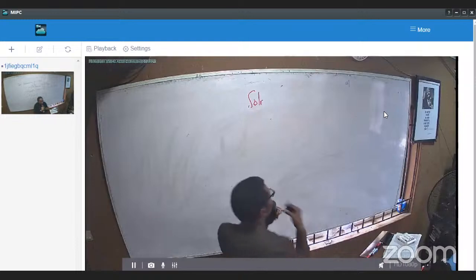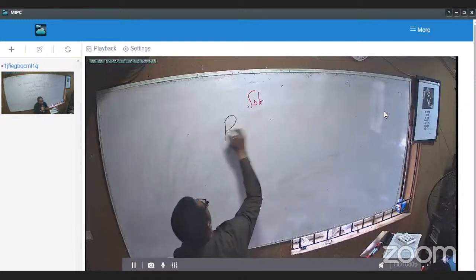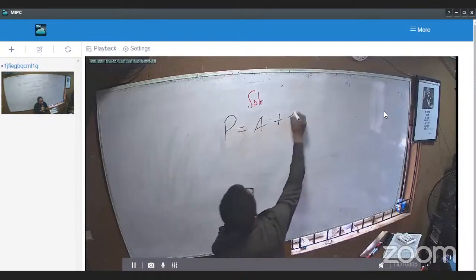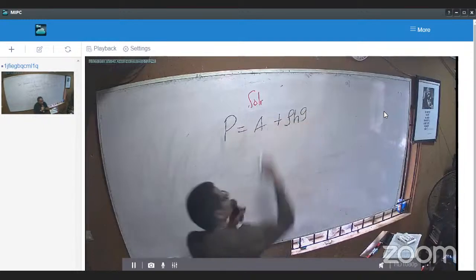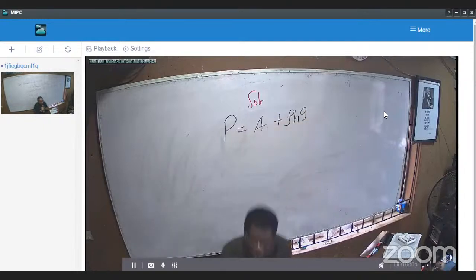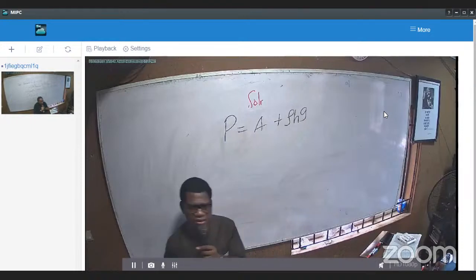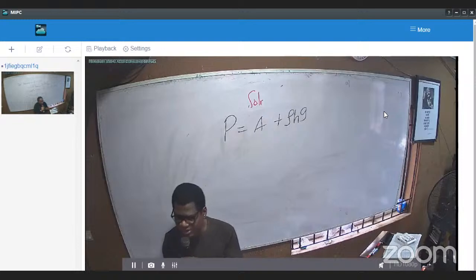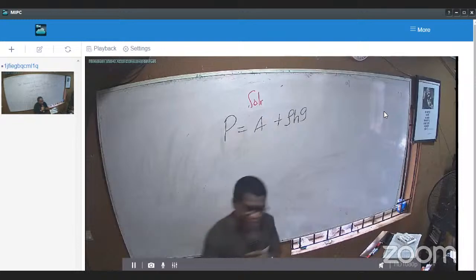Pressure at the bottom of the reservoir. Class, A plus rho Hg. Do you remember this formula? It's in your notes. Apply it. Do not be waiting for me to write. Some of you write, but you don't remember some of the things you've written. So the one you have been taught, apply it.